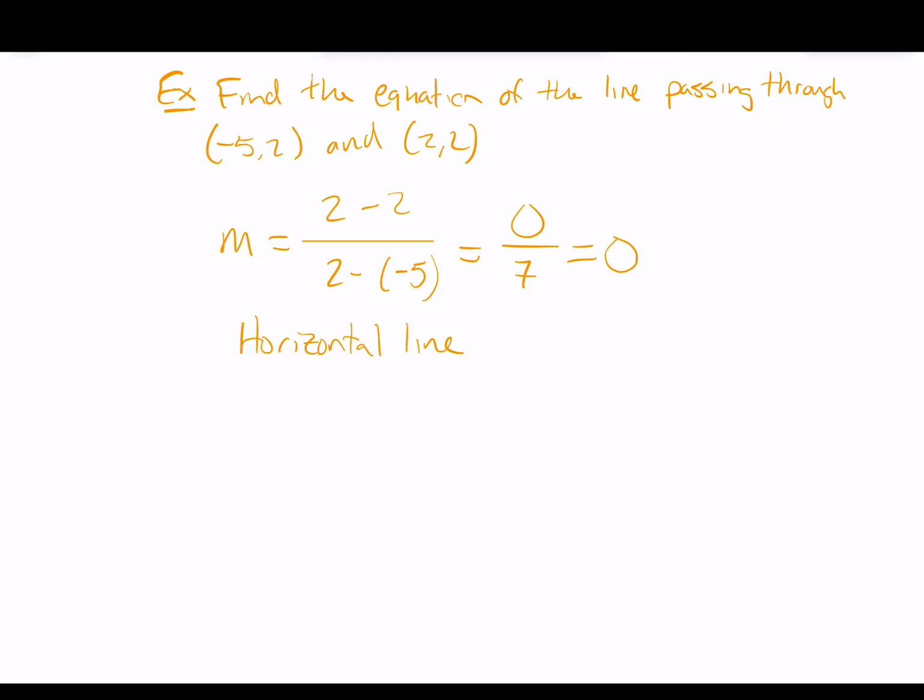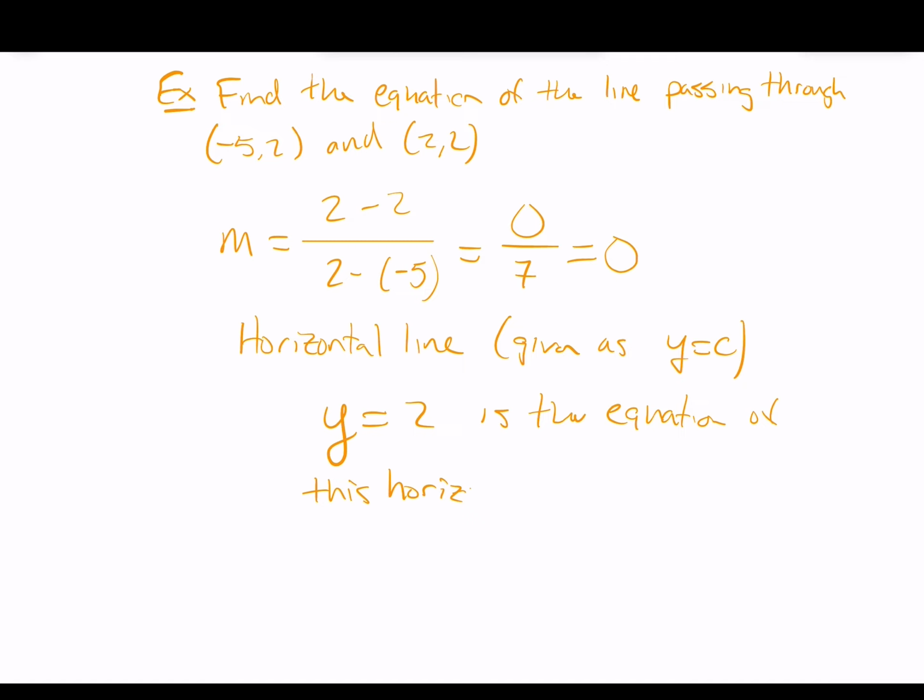And what is the equation of a horizontal line? It's given as y equals c, where c is some constant. What is the constant here? Well, our y value is always 2. So y equals 2 is the equation of this horizontal line.